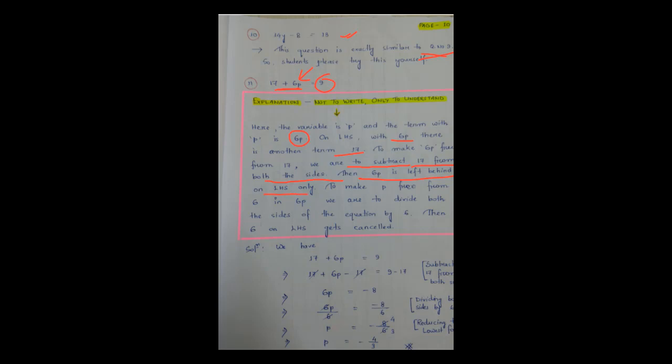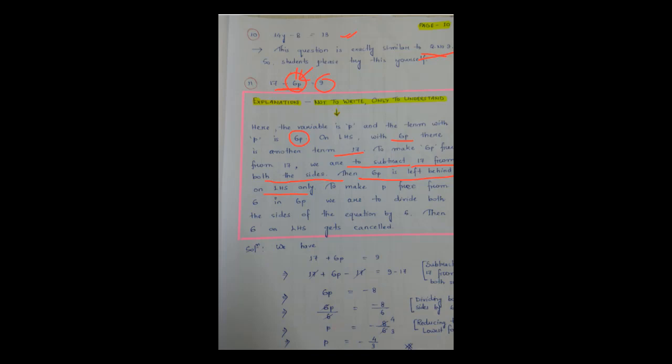So when 6p is left alone on the left hand side, we have to focus on the removal of 6 from p. 6 is getting multiplied with p here. There is only one way out to remove 6. That is what? We have to divide both the sides by 6.